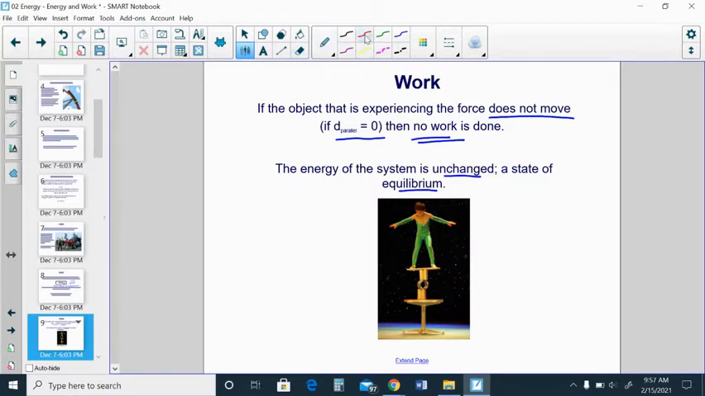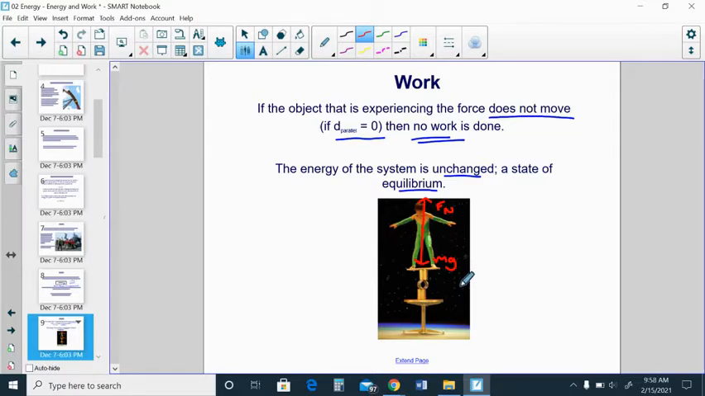Let's say if you are on a surface, which he is, so we have the perpendicular, the normal force going up. He's not accelerating vertically. So this normal force would be equal in magnitude, let's say, to the weight, the mass times gravity force. So there are still forces there. However, the energy of the system is still unchanged.